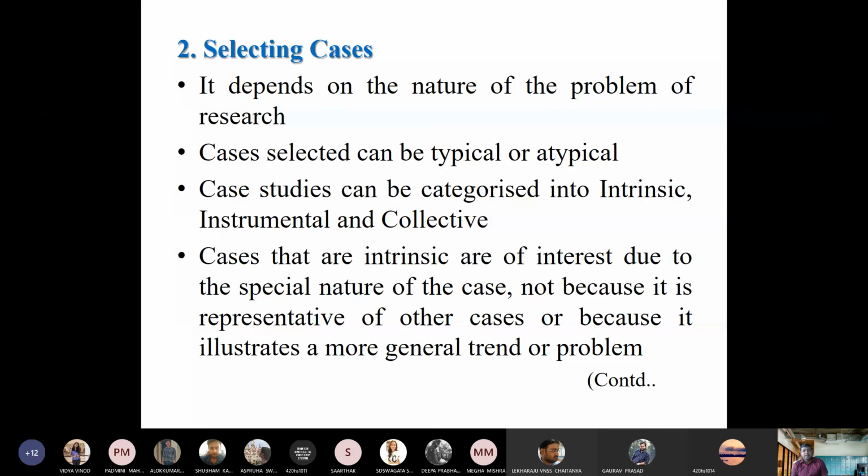Cases that are intrinsic are of interest due to the special nature of these cases, not because they are representative of other cases or because they illustrate a more general trend or problem. You will find that sometimes in the field some cases are very unique because somebody might have some kind of innovative ideas. Suppose I can take the success of a person in the class. I can make a case study on that, and I can find that interesting.